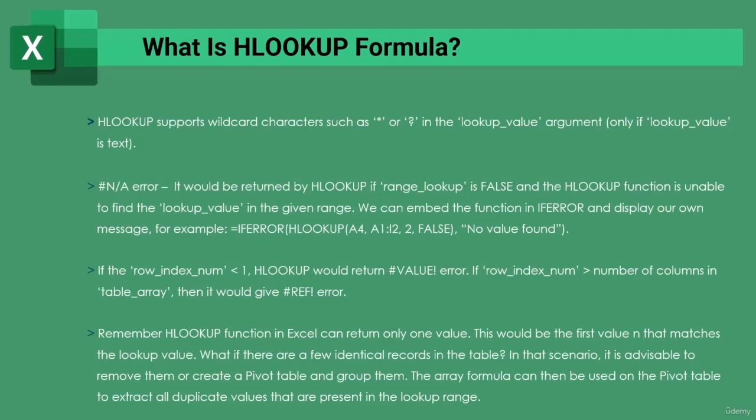So remember, the HLOOKUP function in Excel can return only one value. This would be the first value that matches the lookup value. What if there are a few identical records in the table? In that scenario, it is advisable to remove them or create a pivot table and group them. The array formula can then be used on the pivot table to extract all duplicate values that are present in the lookup range.